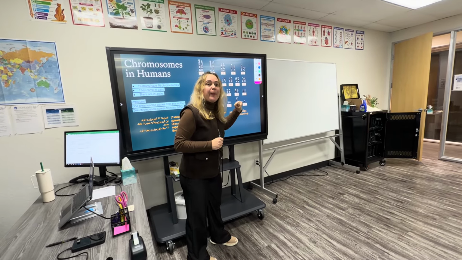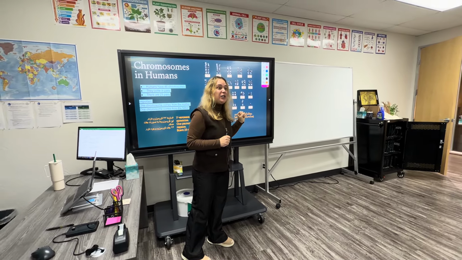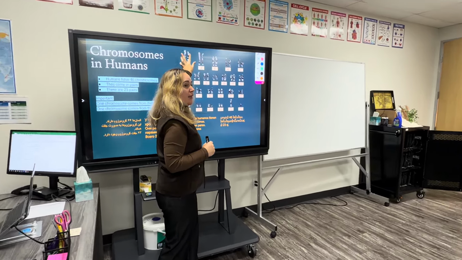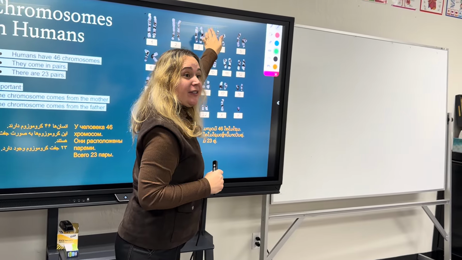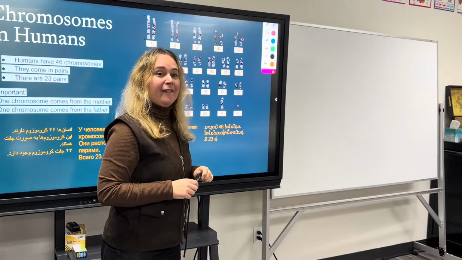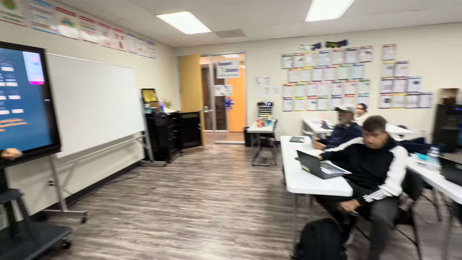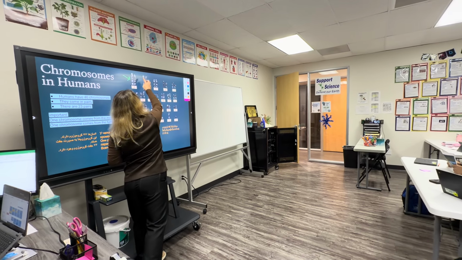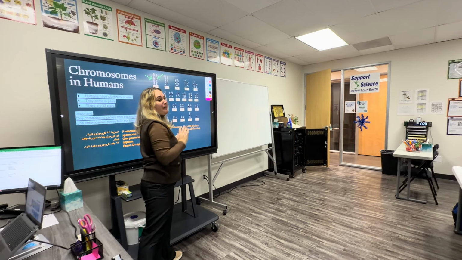Why do we have pairs? What do you think? Why are they not only one chromosome? Why are they in couples? One allele from father and one allele from mother. Exactly, yes, Nikolai. And the same happens with chromosomes. One chromosome consists only of alleles from the father, and another chromosome of alleles from the mother.